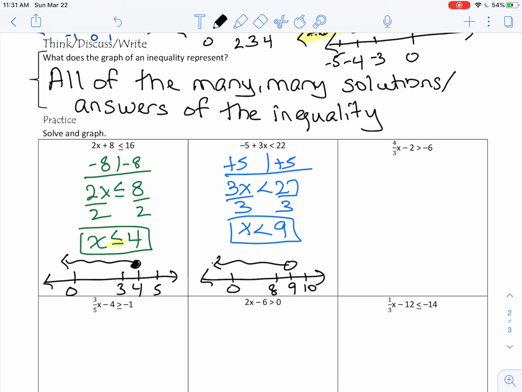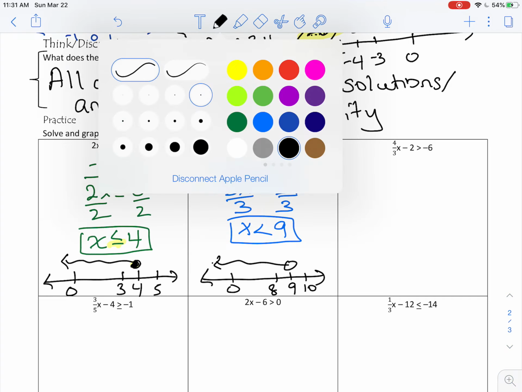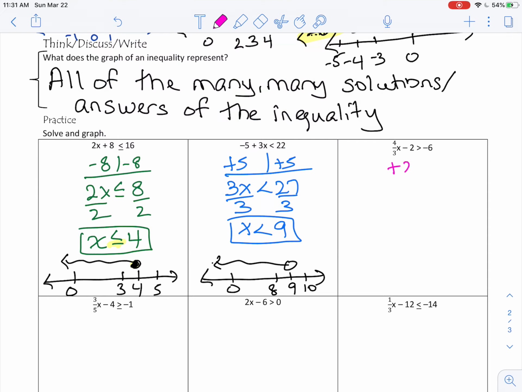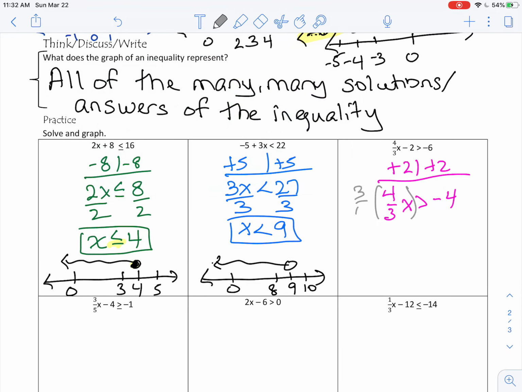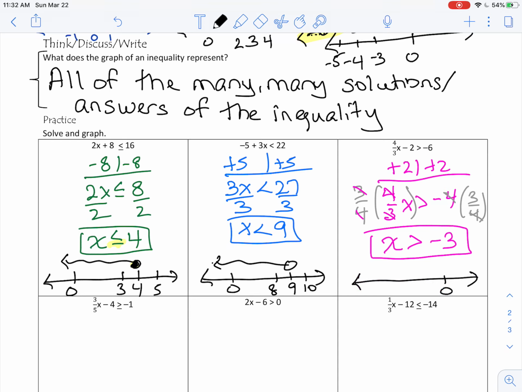All right, I'm going to do one more with you. Again, stop and start the video as needed. Make sure the -3 is on the correct side of the 0.